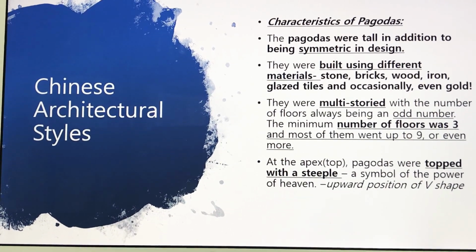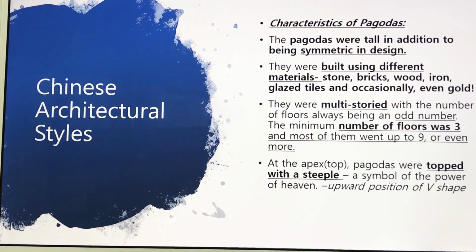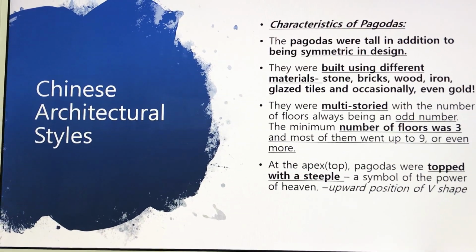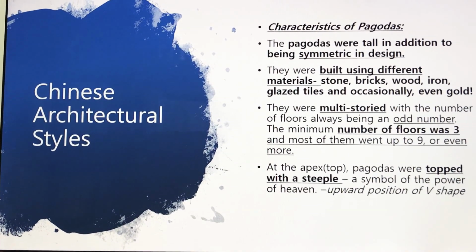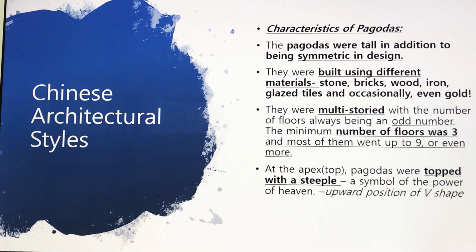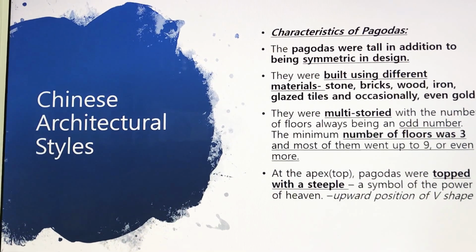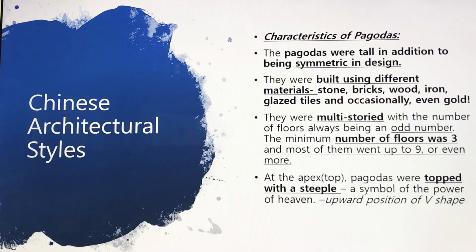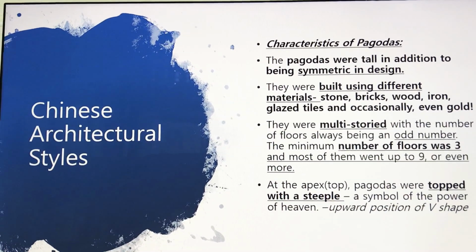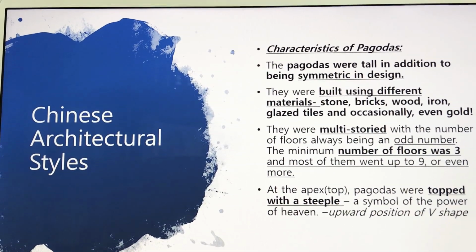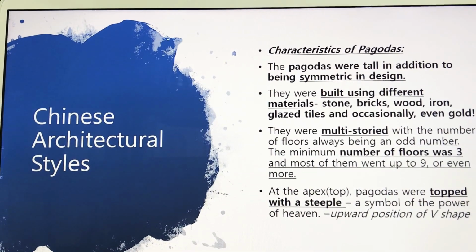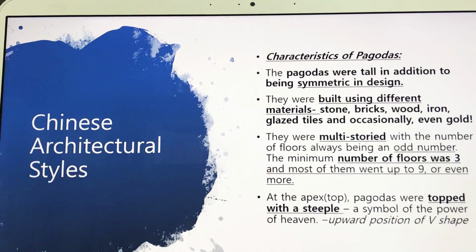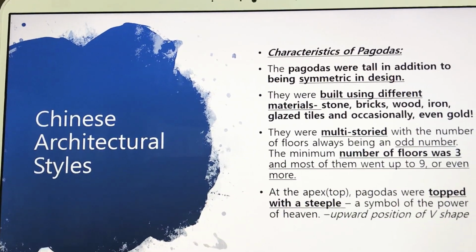At the apex, the top area of the pagoda tower, they were topped with a steeple, the symbol of the power of heaven. Because the pagoda is the Buddhist symbol of a tower, they want to reach out to heaven. That's why they use the steeple all the way to the top, with upward projections in a V shape.